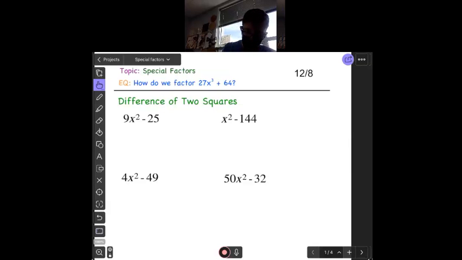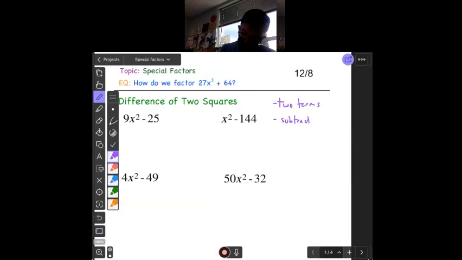And so the rules being that there has to be two terms. Right? There has to be subtraction between them. And then both terms have to be perfect squares.